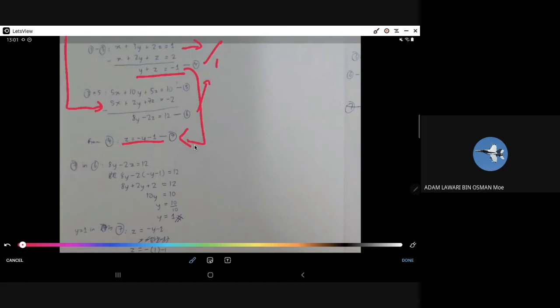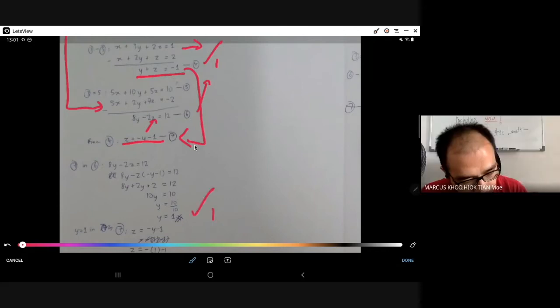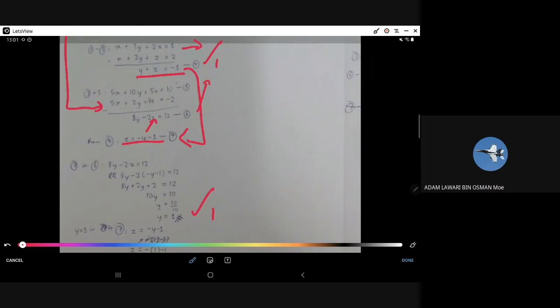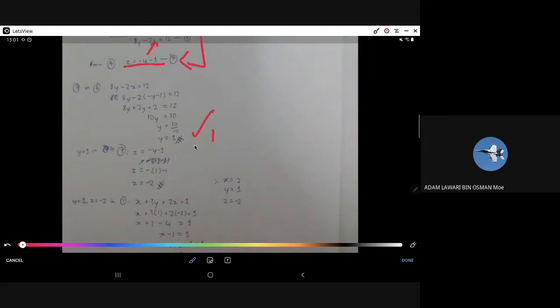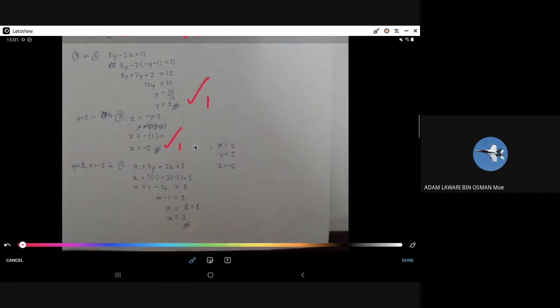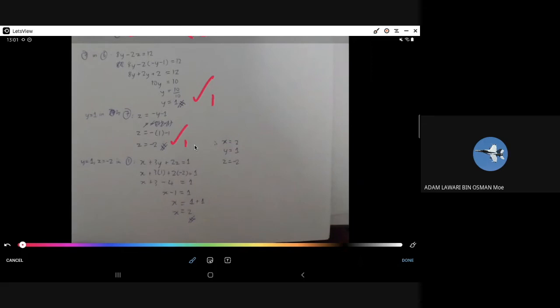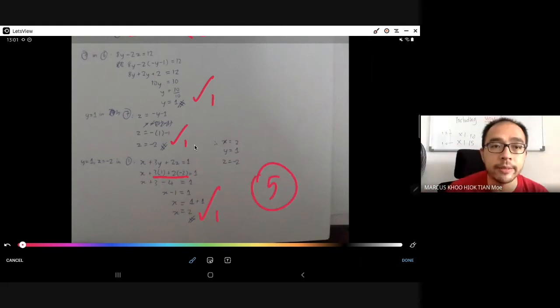And then the 7th equation, I substitute it into the 6th equation, and I calculate until I got y equal to 1. Okay. And then I substitute y equal to 1 into the 7th equation, and then we calculate until we get z equal to -2. And the last one, we substitute the values y equal 1 and z equal -2 into the first equation, and then we calculate again until we got the last value, which is x equal to 2. Okay. Good. Excellent. 5 marks.